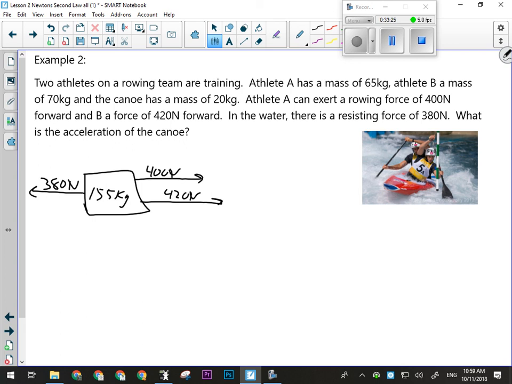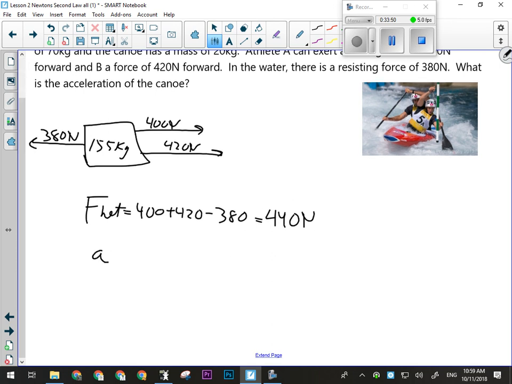I don't need to draw a vector diagram here because they're all collinear, but I do need to do F net is the vector sum of all forces. So 400 plus 420 minus 380, okay? So we got 440 newtons, okay, and that's going to be forward. That's our net force. From there, we can calculate the acceleration, F net divided by m, and again, you did sum of all forces, and then you did F equals m times a. So we have 440 newtons divided by the mass, which was 155 kilograms.